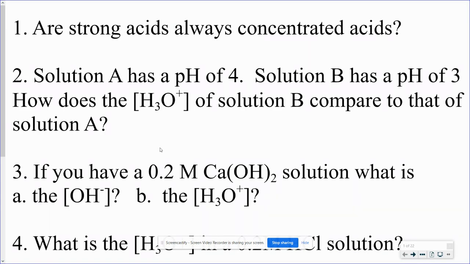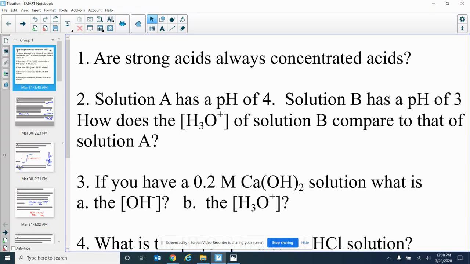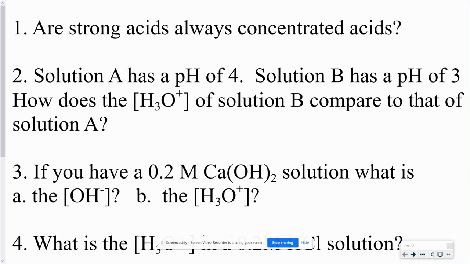So first of all, are strong acids always concentrated acids? No. A strong acid is one of the 6 strong acids that we've memorized, and concentrated talks about its actual concentration. So if it's 12 molar or 6 molar or whatever. So a strong acid can be not concentrated, it can be dilute, like 0.1 molar HCl.